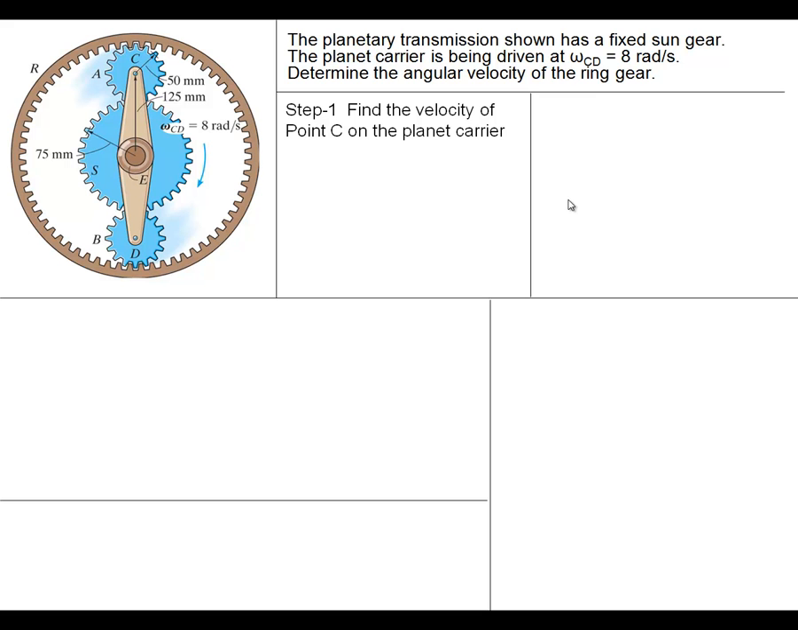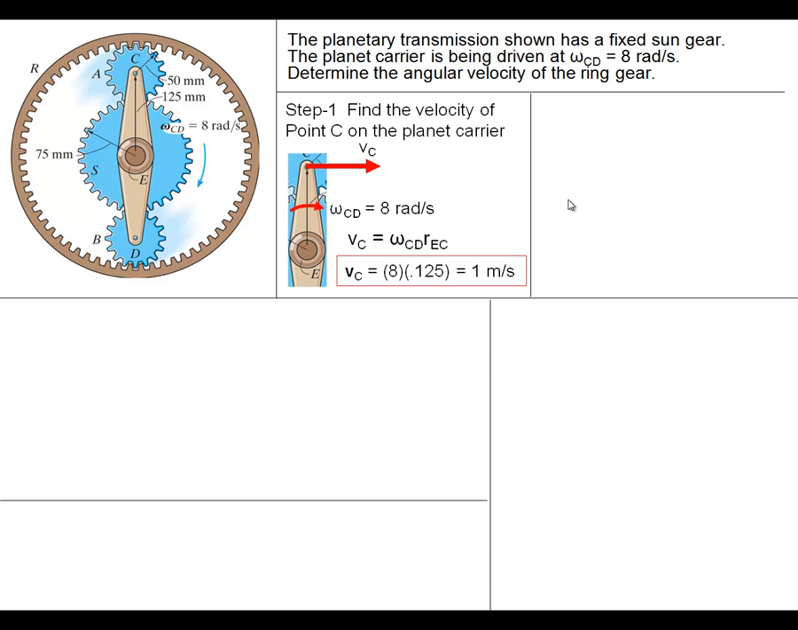First of all, let's find the velocity of point C on this planet carrier bracket. There's the planet carrier bracket, and that center point E is actually fixed. It's not translating. And we have this omega CD of 8 radians per second. So that's being driven at 8 radians per second. And of course the velocity there at point C would simply be the omega times the radius. So velocity at point C is moving at 1 meter per second.